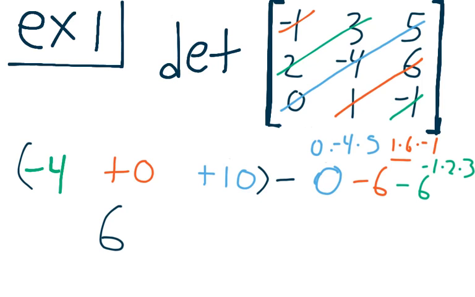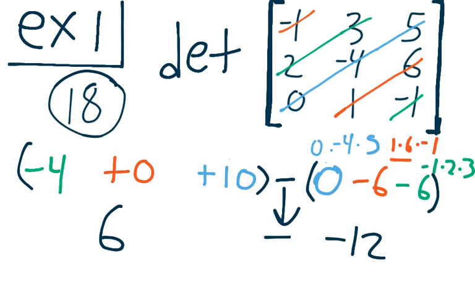So what I do is put that all together. So 0 minus 6, that's negative 12. So it's 6 minus negative 12. That's 6 plus 12. This answer is 18. That is your determinant. Right now you're probably thinking, wow, that was a lot of stuff to do. And you're right, it is. But this is how it works for 3x3s.